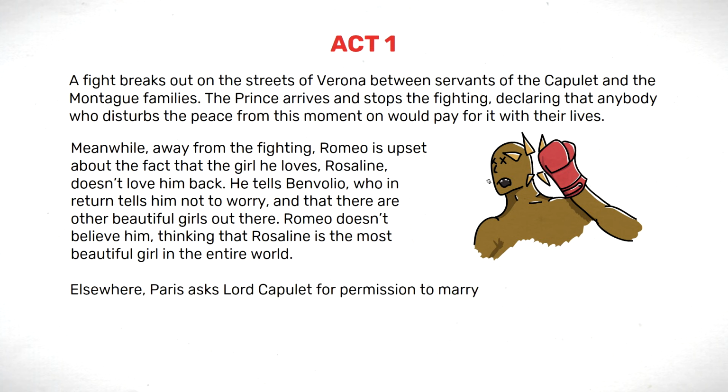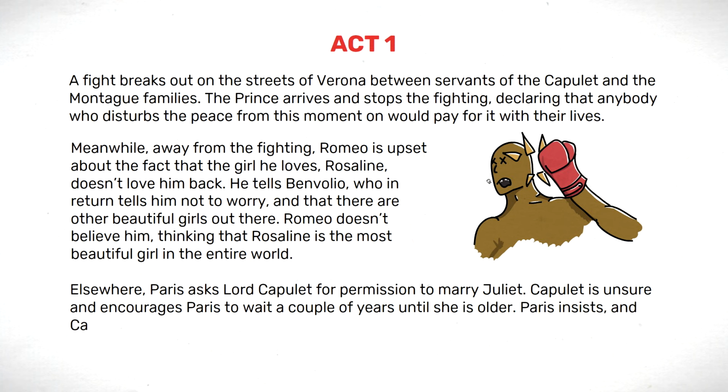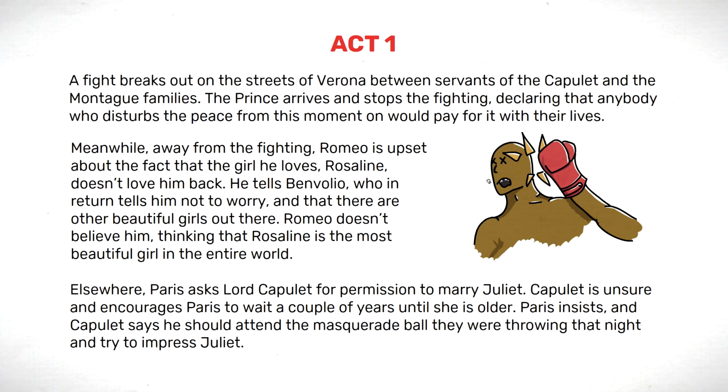Elsewhere, Paris asks Lord Capulet for permission to marry Juliet. Capulet is unsure and encourages Paris to wait a couple of years until she's older. Paris insists, and Capulet says he should attend the masquerade ball they were throwing that very night to try and impress Juliet.